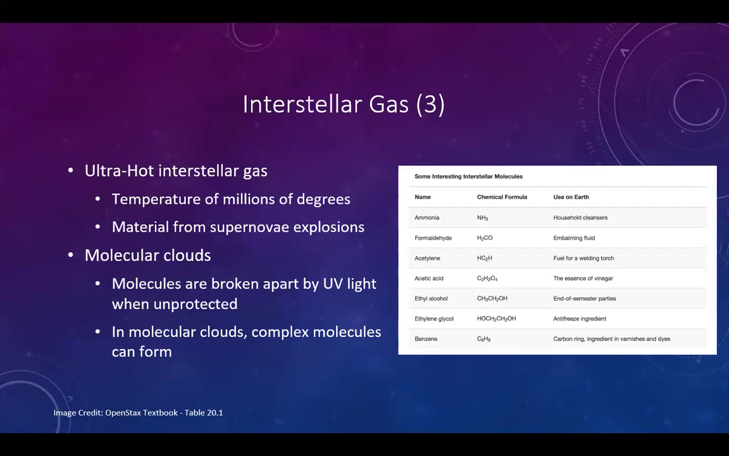So here are some interesting interstellar molecules you see in molecular clouds, things like ammonia, formaldehyde, acetylene, acetic acid, ethyl alcohol, ethylene glycol, and benzene. Very musically, there's at least one molecular cloud out there that has a lot of ethanol and some other carbon atoms that we actually use as artificial fruit flavors. So it tastes like a fruity cocktail at some level.